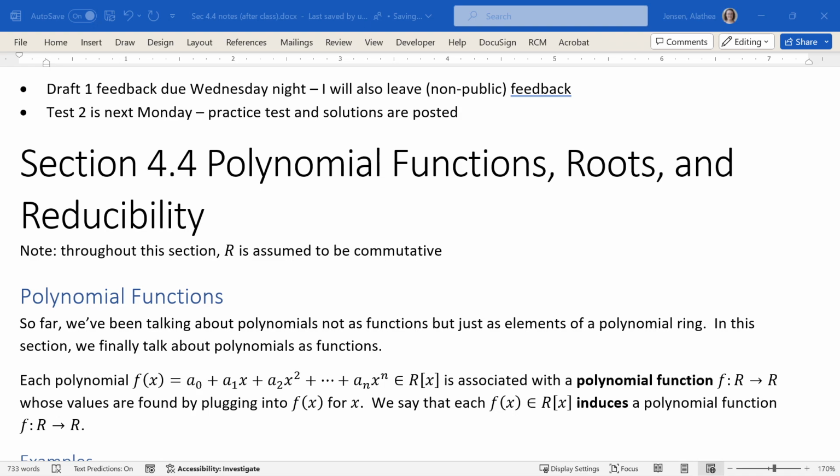Hello everyone. In this video, I'm going to go over section 4.4, which is polynomial functions, roots, and reducibility.